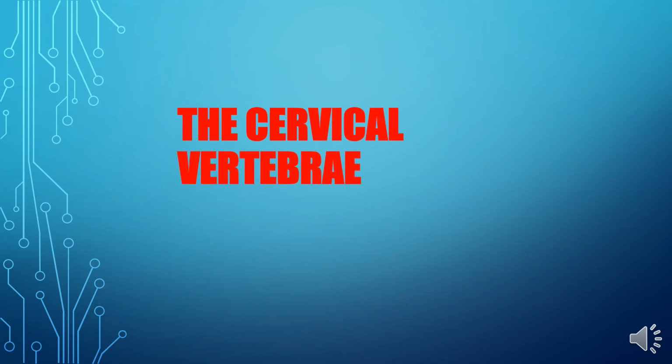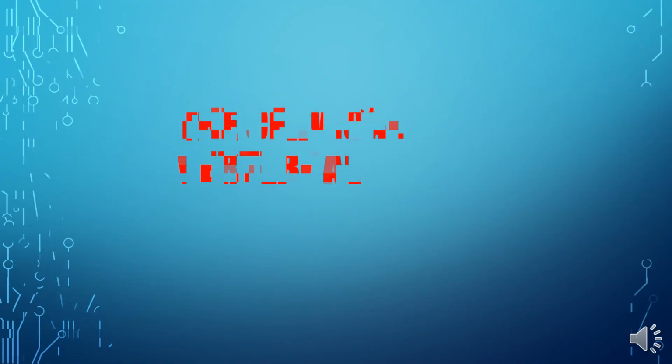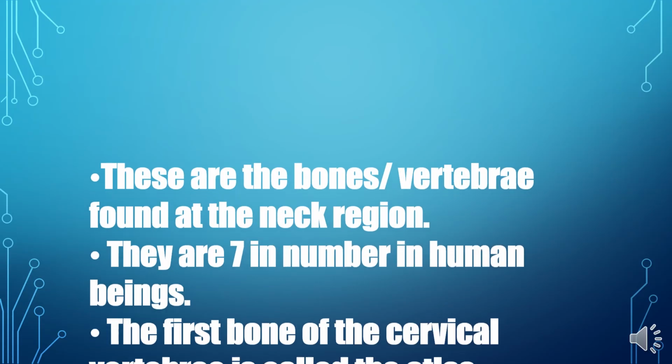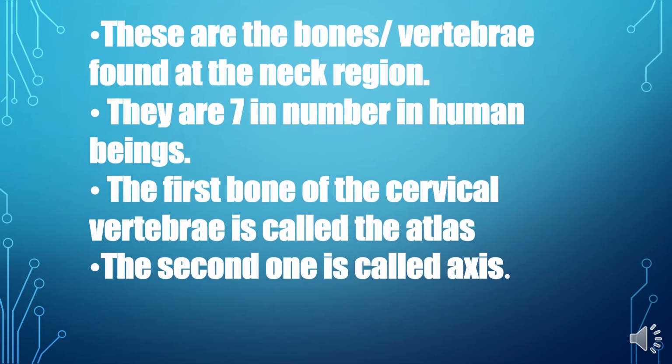The cervical vertebra. These are the bones, vertebra, found at the neck region. There are 7 in number in human beings. The first bone of the cervical vertebra is called the atlas, and the second one is called the axis.